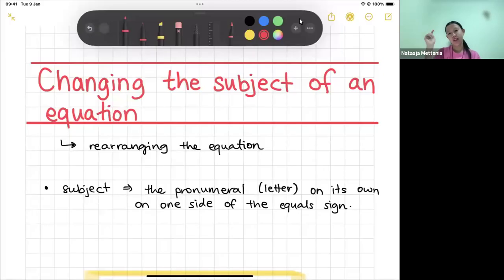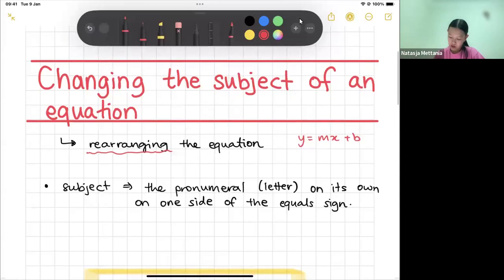Hey everyone. So in this lesson, we are going to be talking about changing the subject of an equation. Changing the subject of an equation is basically the concept of rearranging the equation that you already have. What I mean by rearranging is basically putting it as a different letter equal to. So let's say, for example, you have y equals mx plus b. That's your original equation. You want to change it so that x is equal to something. That's what changing the subject basically means.